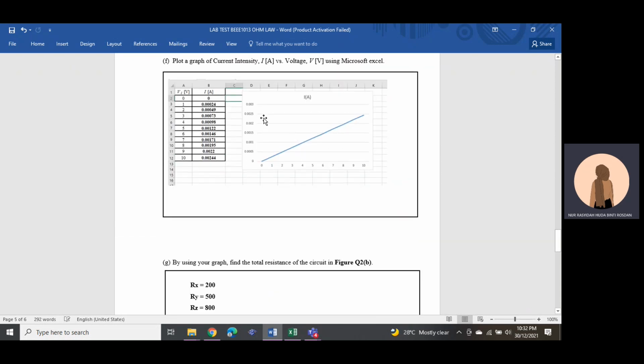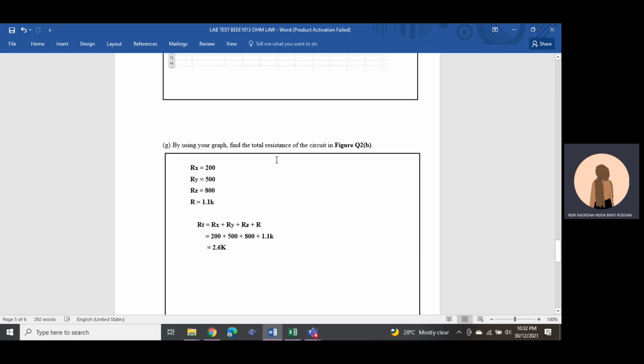And this is the graph I get for current and voltage, and these are total.